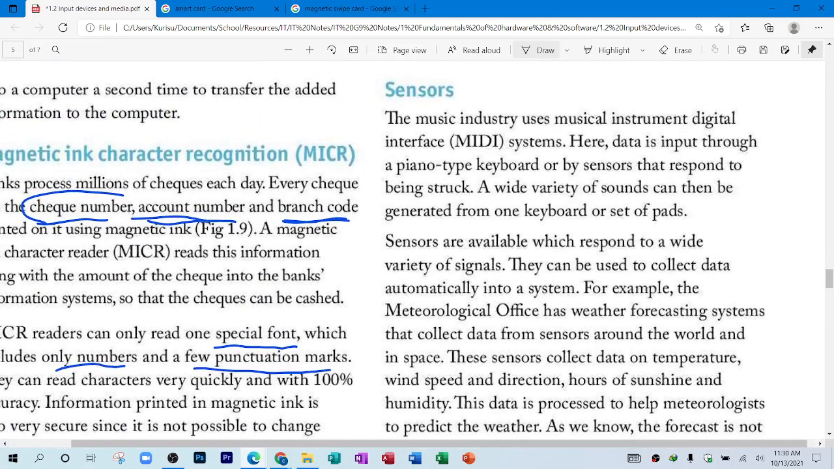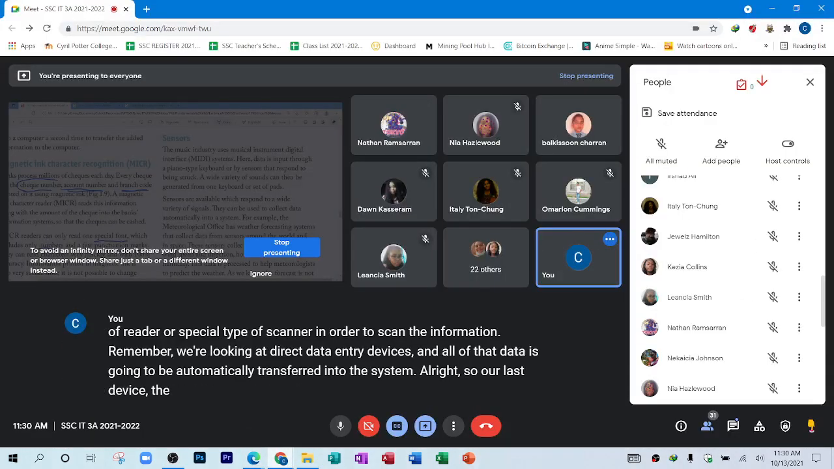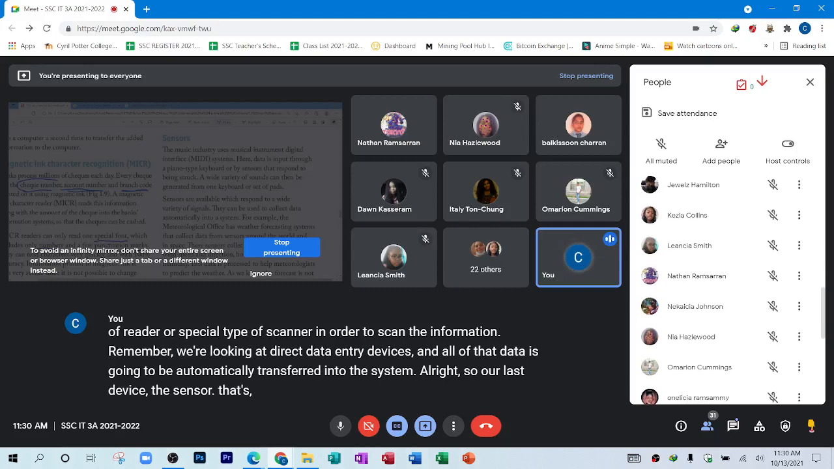Alright, so our last device, the sensor. Let's have Nicasia.